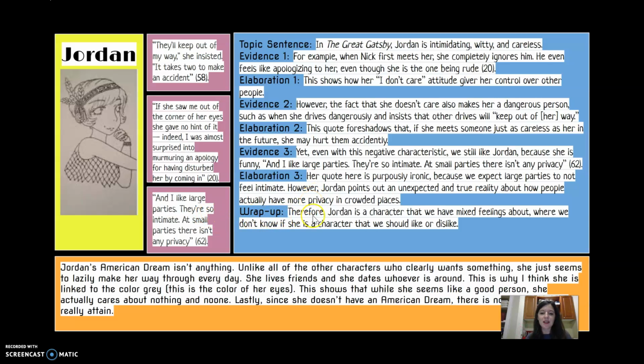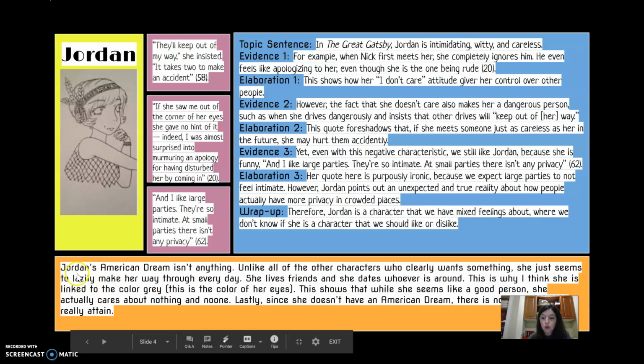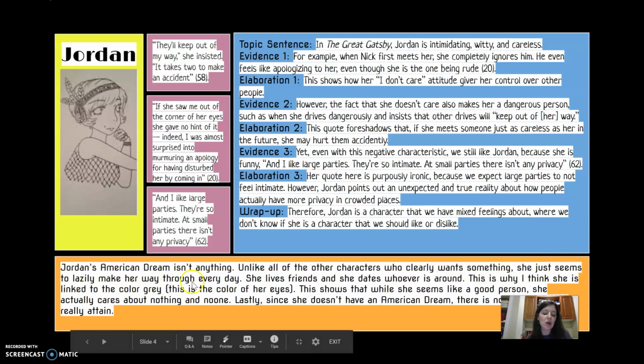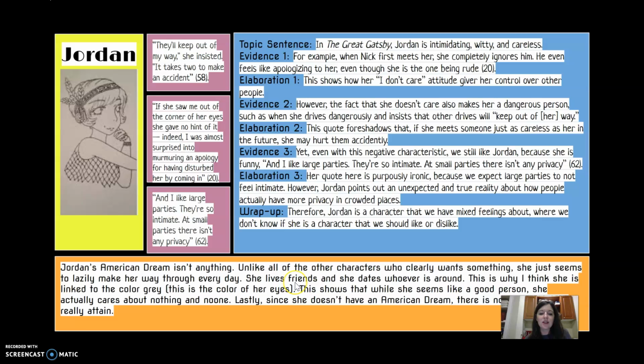Then in the wrap-up it says, therefore, Jordan is a character that we have mixed feelings about, where we don't know if she's a character that we should like or dislike. And so they draw a conclusion that's a very logical conclusion from what they've proven up here. And then for their very last part about Jordan's American dream, they say Jordan's American dream isn't anything, which is very interesting. Unlike all of the other characters who clearly want something, she just seems to lazily make her way through every day.